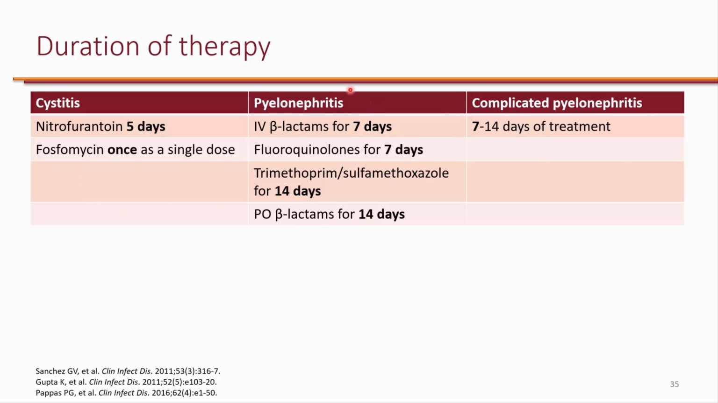For pyelonephritis with IV beta-lactams, the total duration is 7 days. The same is true with fluoroquinolones, whether it's IV or PO. And that would be 7 days total. So let's say someone got IV beta-lactam for the first 3 days, and then they were switched to a fluoroquinolone. Then they just do 4 more days of fluoroquinolone, plus the 3 days of IV beta-lactam, to give you a total of 7 days.